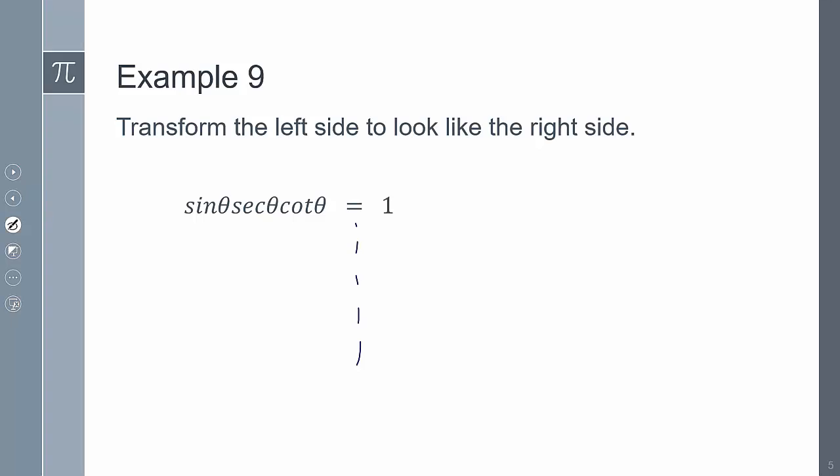There's nothing I can combine together, but let's change everything to sines and cosines. So secant is 1 over cosine. Cotangent is cosine over sine. Now algebra, those are going to cancel out, and you're left with 1. We're done.